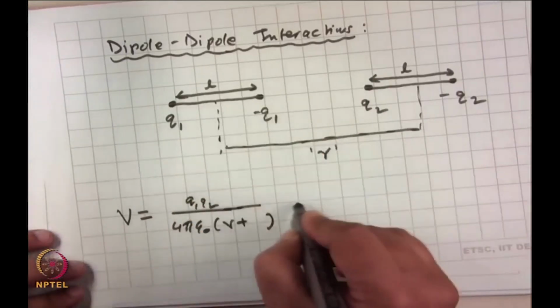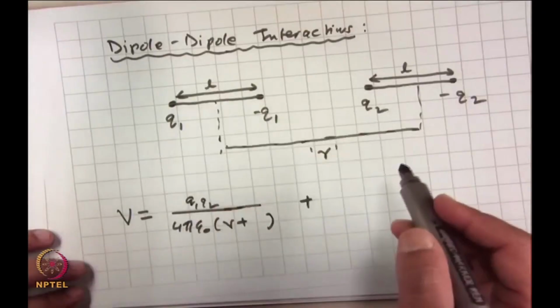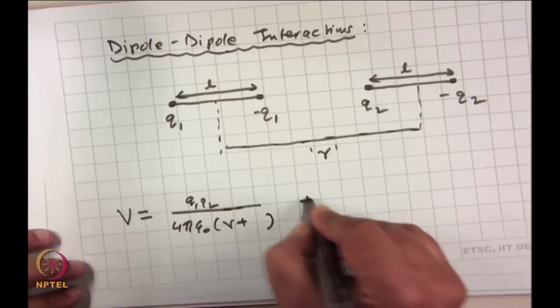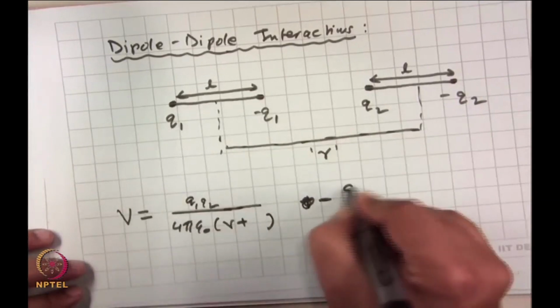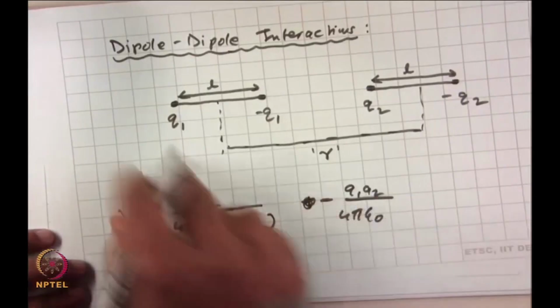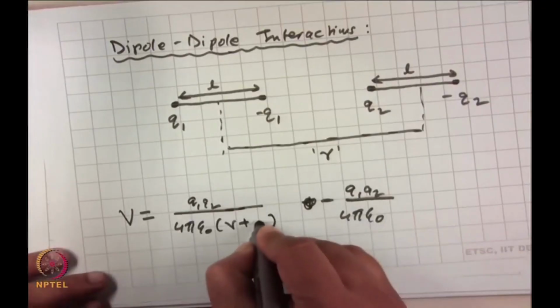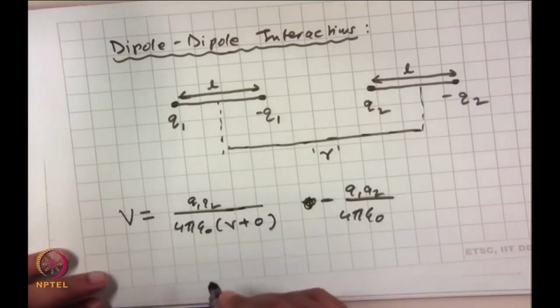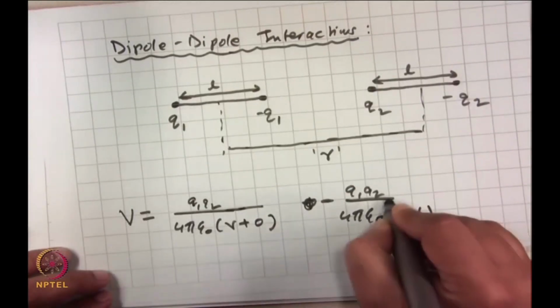Okay. Tell me, I will come back, what about between minus q1, let us take this as minus, what about between q1 and minus q2? I can write q1 q2 by 4 pi epsilon 0. What is q1 and q2? R plus L, thank you. So, this essentially is R plus 0, which is essentially R, right. So, this is R plus L, okay.